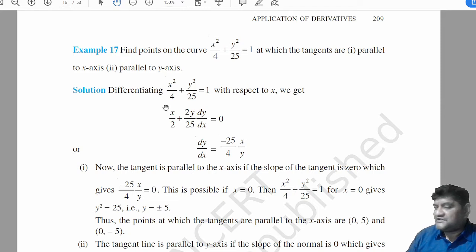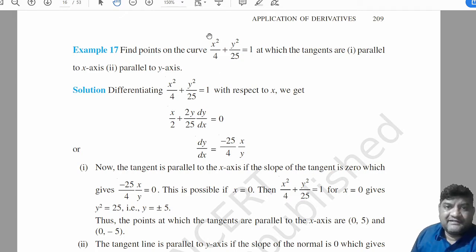Now, this question, example 17, I have seen this question in multiple sample papers. You can do this in two different ways. The question says find the points on the curve at which the tangents are parallel to the x-axis and parallel to the y-axis. Obviously, you go ahead and differentiate this, and then you say dy by dx. So you can see that he also says that the tangent is parallel to the x-axis and the slope is 0. So he equates the slopes to 0 and then goes ahead solving the question.